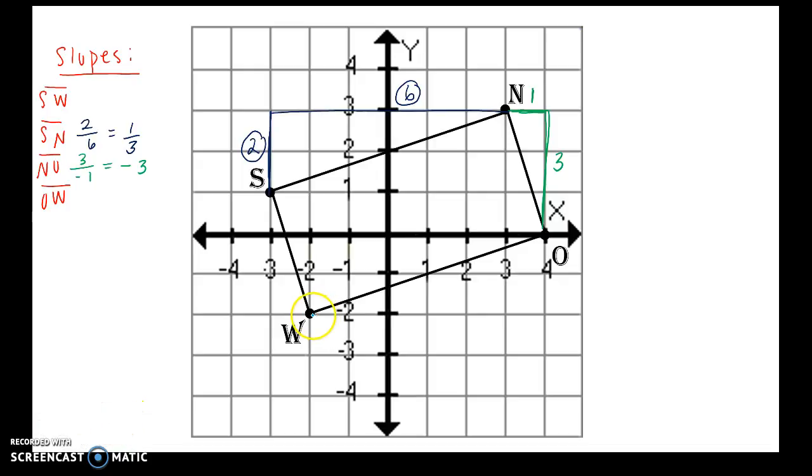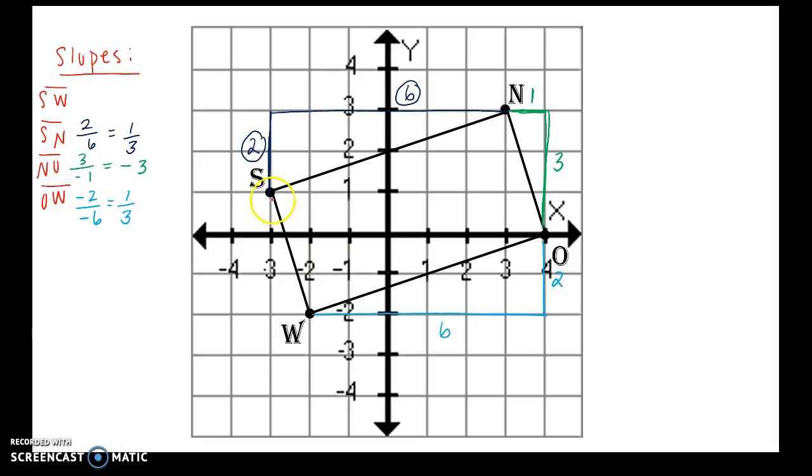Okay. OW, rise over run. I rise 2 down, and I run 1, 2, 3, 4, 5, 6 to the left. So down 2, and 6 to the left. 2 negatives divide to a positive, so the slope of OW is 1/3.